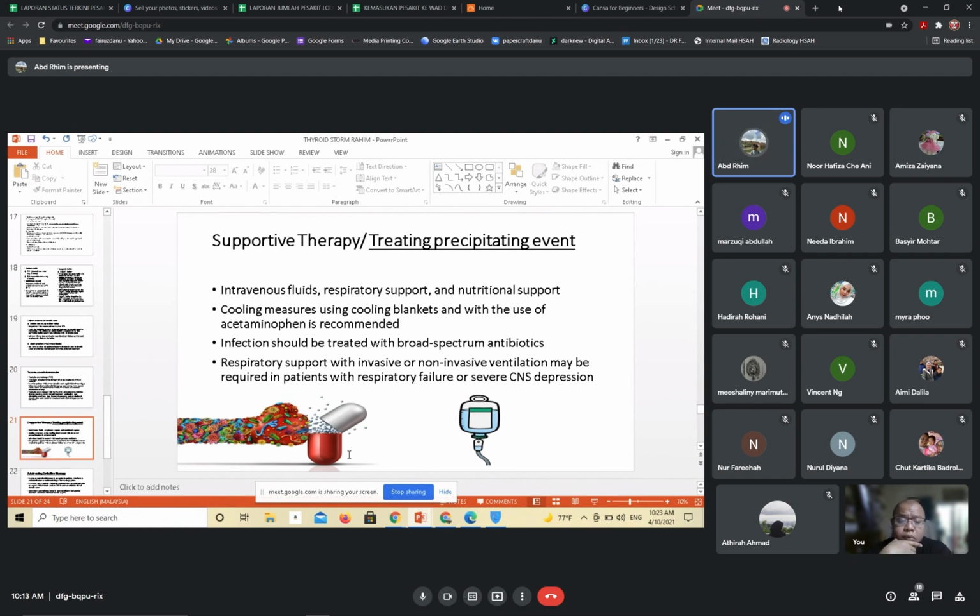For supportive therapy and also treating the precipitating event, this one is more to stabilize the patient. Supportive therapy includes intravenous fluid, respiratory support and nutritional support. For cooling measures, a cooling blanket and acetaminophen are recommended if the patient has fever. Infection should be treated with broad spectrum antibiotic. Respiratory support with invasive or non-invasive ventilation may be required in patients with respiratory failure or severe neurological depression.